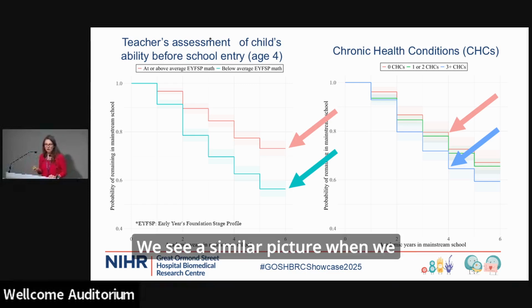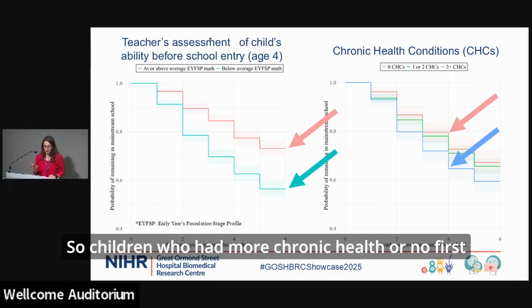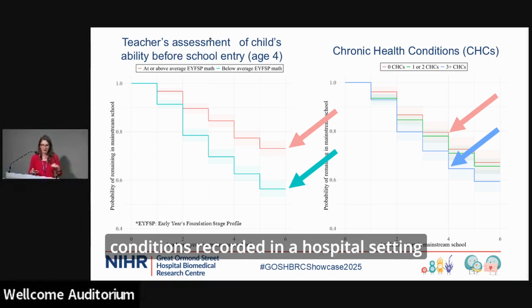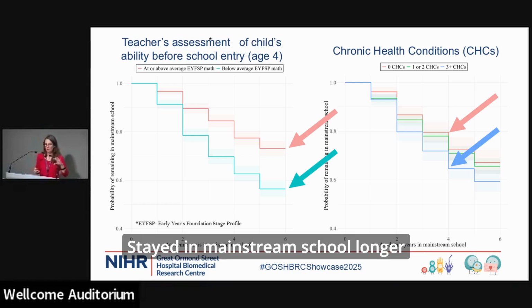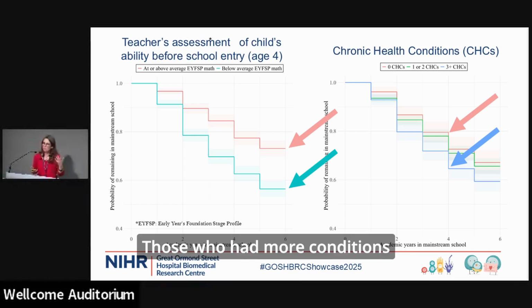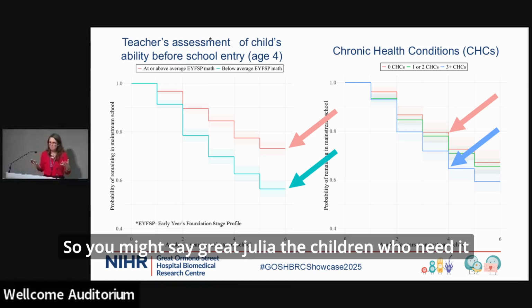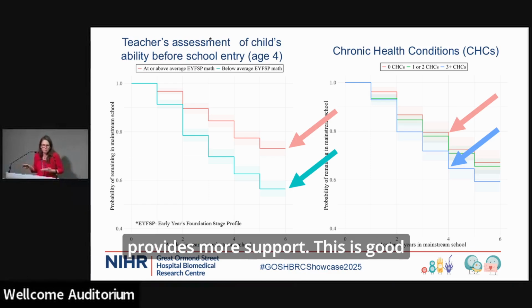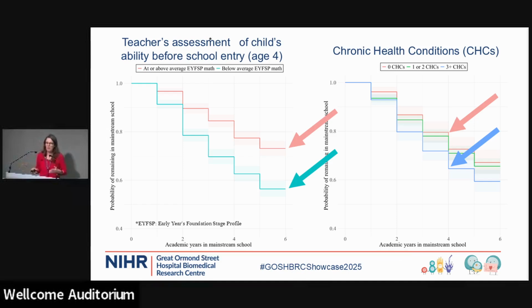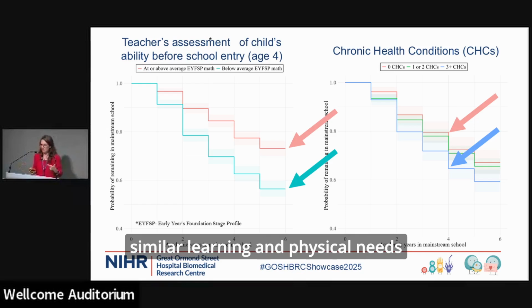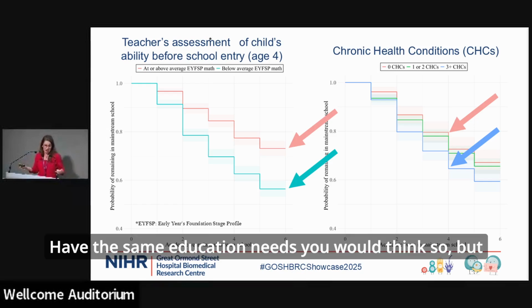We see a similar picture when we look at chronic health conditions. So children who had fewer chronic health conditions recorded in a hospital setting stayed in mainstream school longer. Those who had more conditions transferred to special school more often. So you might say, great, Julia, the children who need it are transferring to the school that provides more support. This is good. But shouldn't children who have similar learning and physical needs have the same education needs?